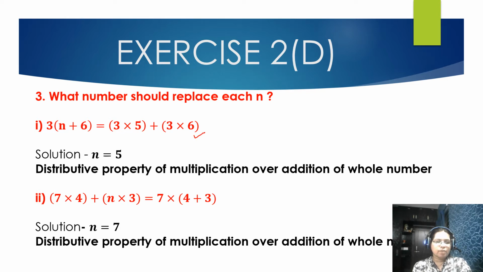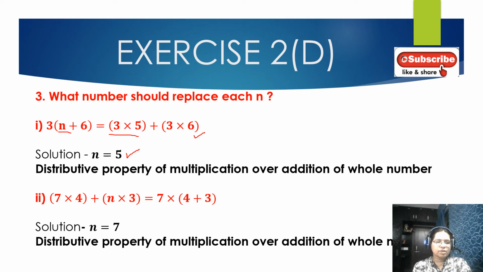In left hand side n is here, and in right hand side 3 multiplied by 5 is here, so we have to write down n as 5. 3 multiplied by (5 plus 6) equal to 3 multiplied by 5 plus 3 multiplied by 6. So value of n is 5. And this is the distributive property of multiplication of whole number over addition.